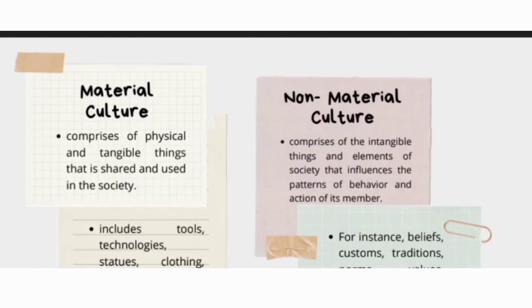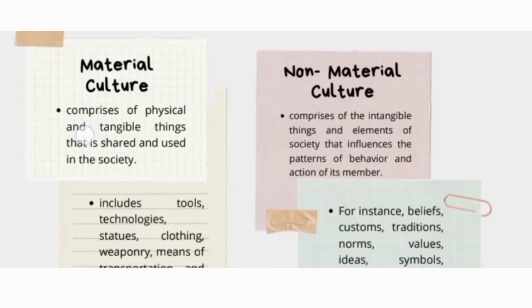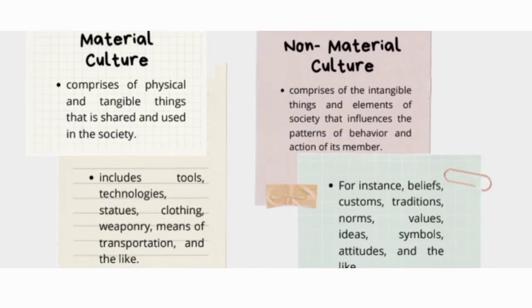the pattern of behavior and the action of each member, like for example the values. Values are one example of non-material culture, where a member of the family should perform good actions towards others to influence the behavior of each member. In other words, it refers to the abstract ideas and ways of thinking that make up a culture. That's all for the two types of culture.